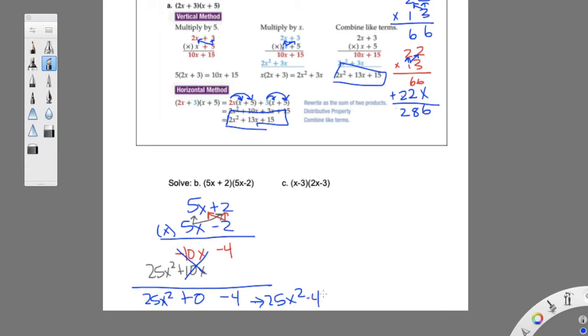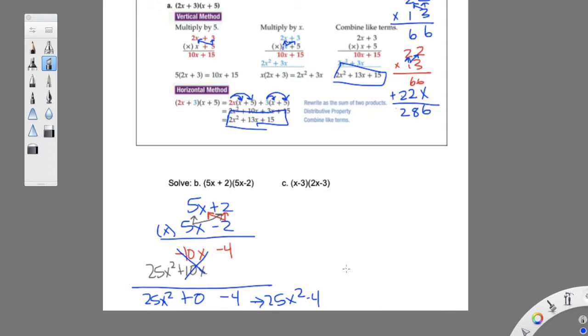This is actually a special multiplication product, and we will talk about this in some of the next sections. But this is called a difference of squares because they're exactly the same. The only difference is this plus, this minus. But we'll talk about this again in another section. So this is one of those special circumstances because the middle terms disappeared.